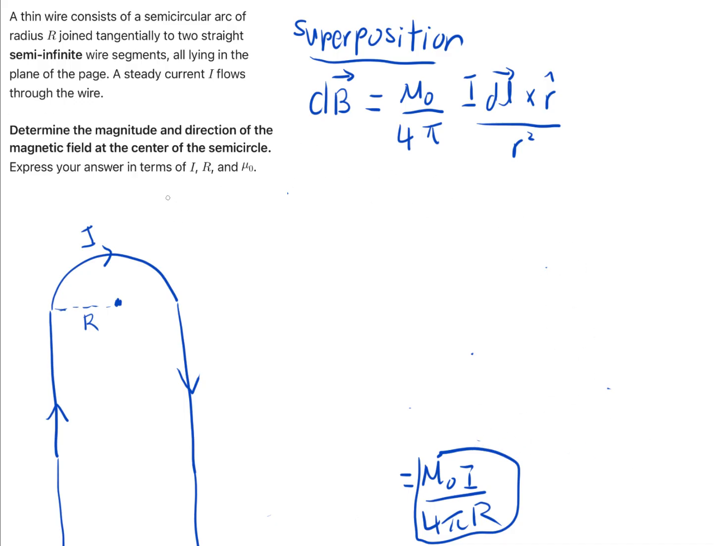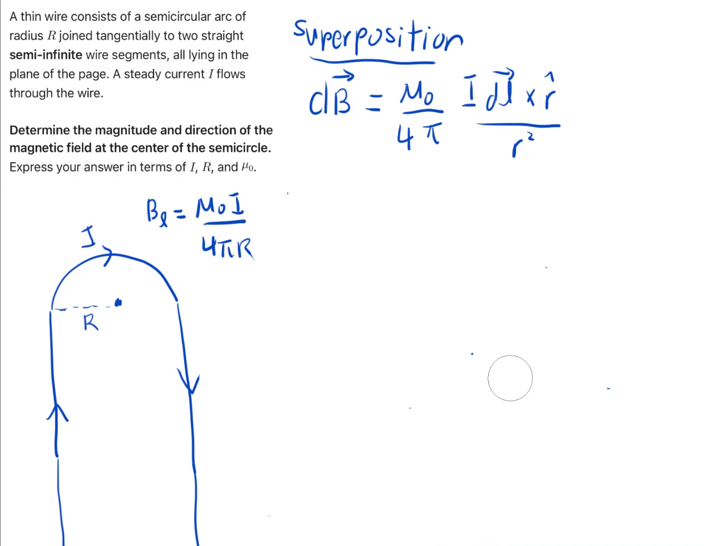And then I'm going to write here, just to note it down. The magnitude of the magnetic field due to the line is mu naught I over 4 pi r. Okay, so now let's do the second part of the problem.